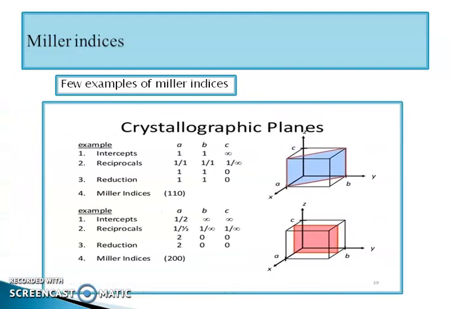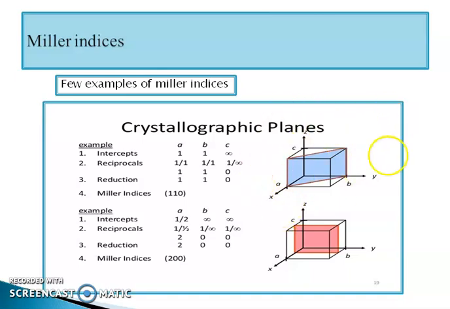Now see in the figure, the first figure shows the plane with this blue color. What we are observing is that this plane is touching only the x and y axis. It is not touching the z axis. So the intercept along the x axis is 1, along the y axis it is 1, but as it is not touching the z axis, its intercept on the z axis is infinity.